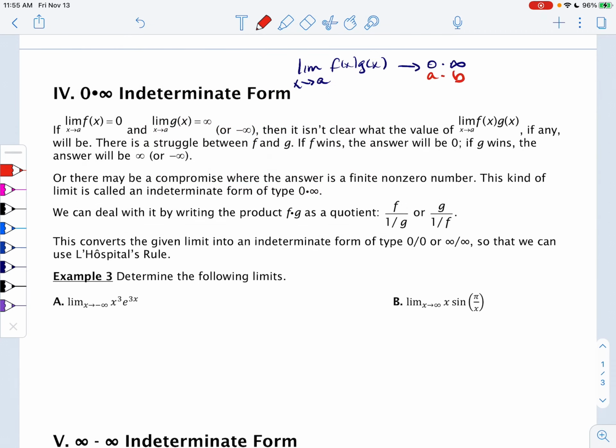And if we look at that as an a times b, notice that if we rewrite a times b as a divided by 1 over b, then this would be a 0 divided by 1 over infinity, and that would be a 0 over 0. We could also rewrite a times b as b over 1 over a, and recalculating that, we know that b is infinity, and we'd have 1 over a is 0, and this would be an infinity over an infinity, and then we could apply L'Hopital's rule to that new expression.